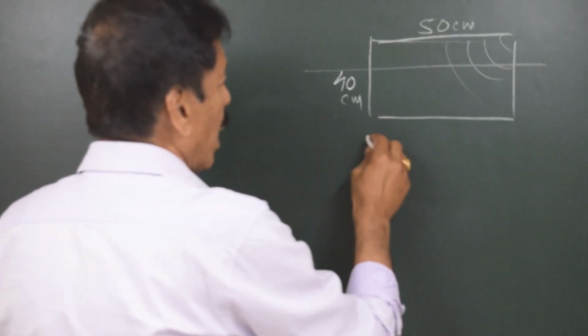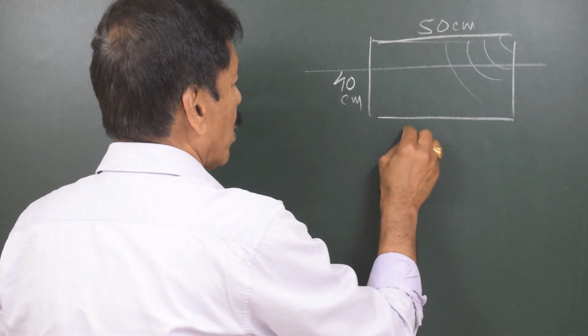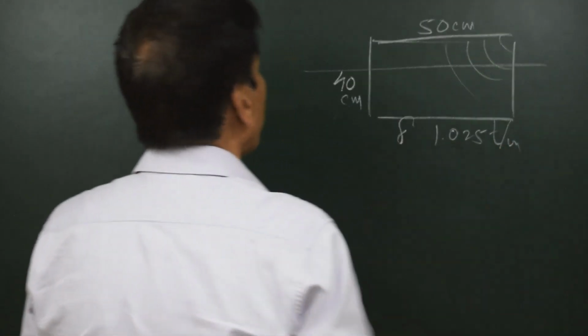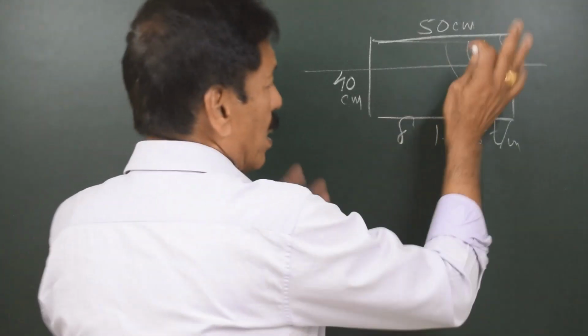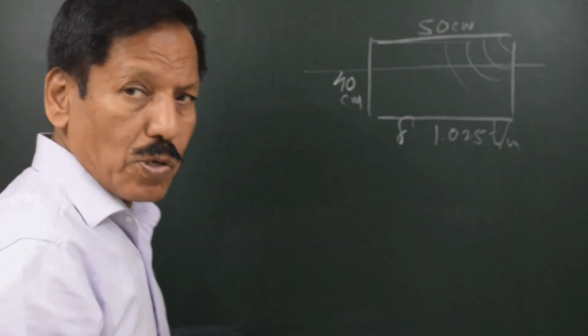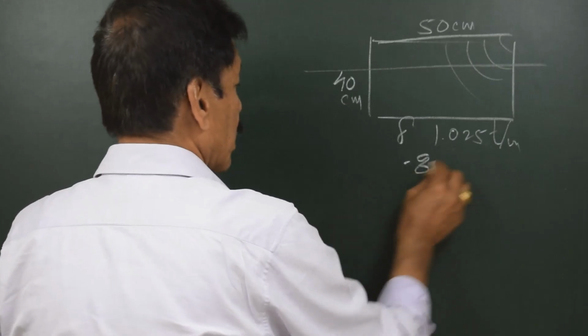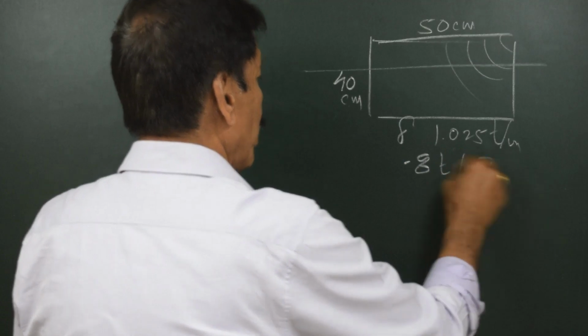Now it is put in the water, and it's put in seawater. Seawater density is 1.025 tons per meter cube. I might say this is the length of the log, but length is not important. As I discussed before, in transverse stability the length does not play any role. So let's say the density of the log is 0.8 tons per meter cube.